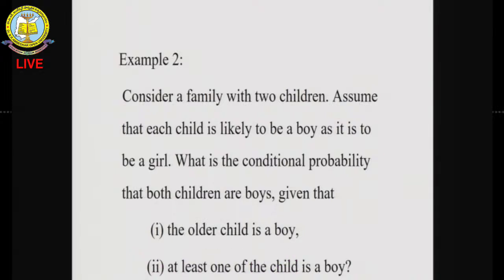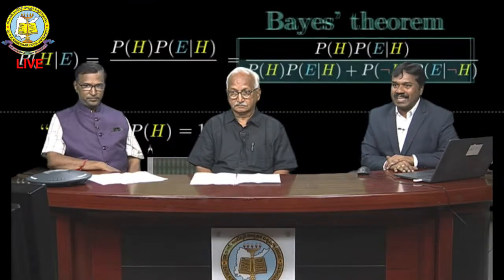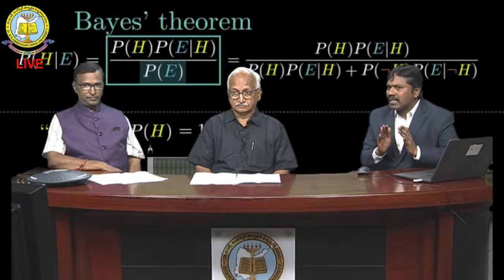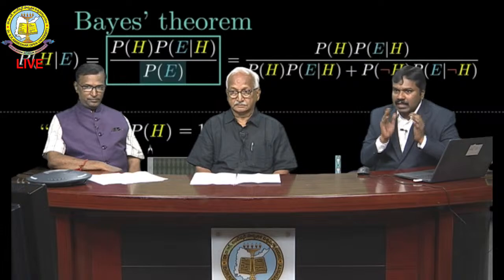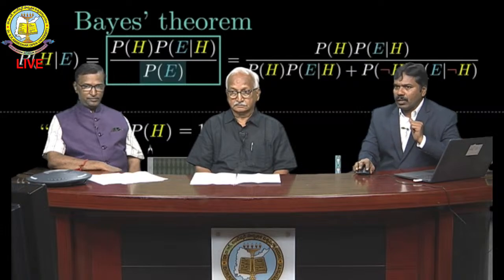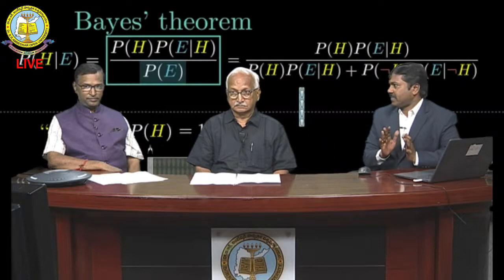At least one of the children is a boy. So these are the conditions. Two conditions are clearly mentioned here. Based on these conditions, we should define which type of events are occurring here. Now, based on this, we have to define the sample space first.